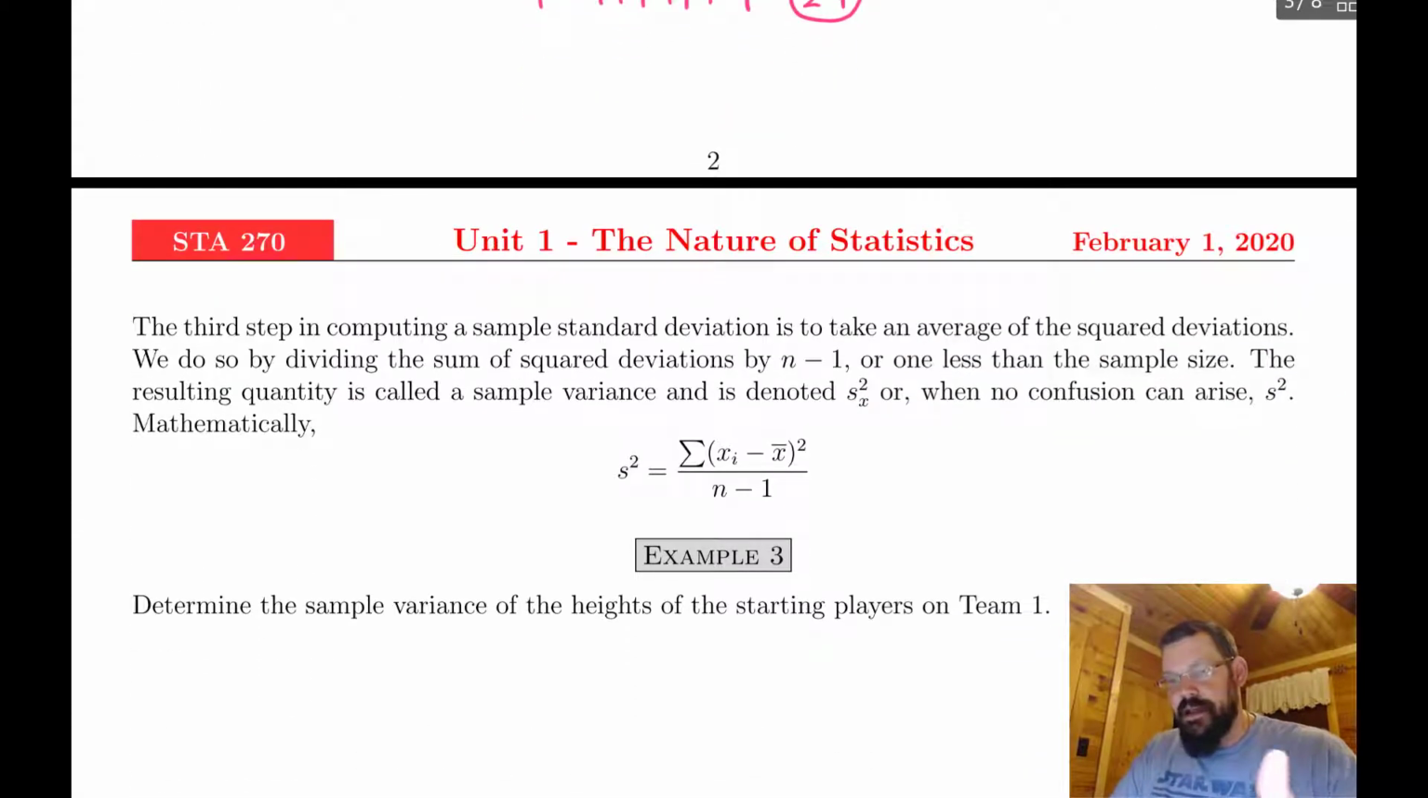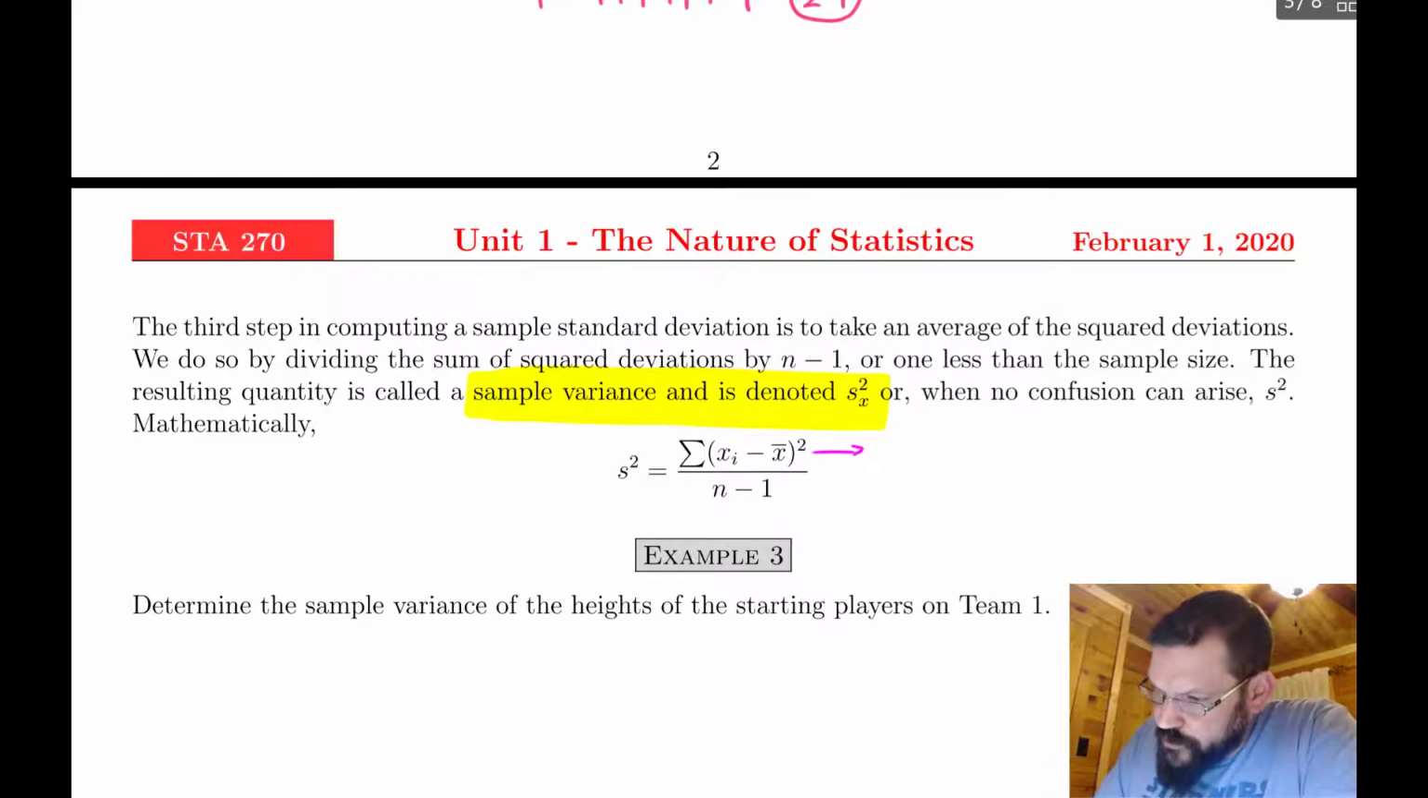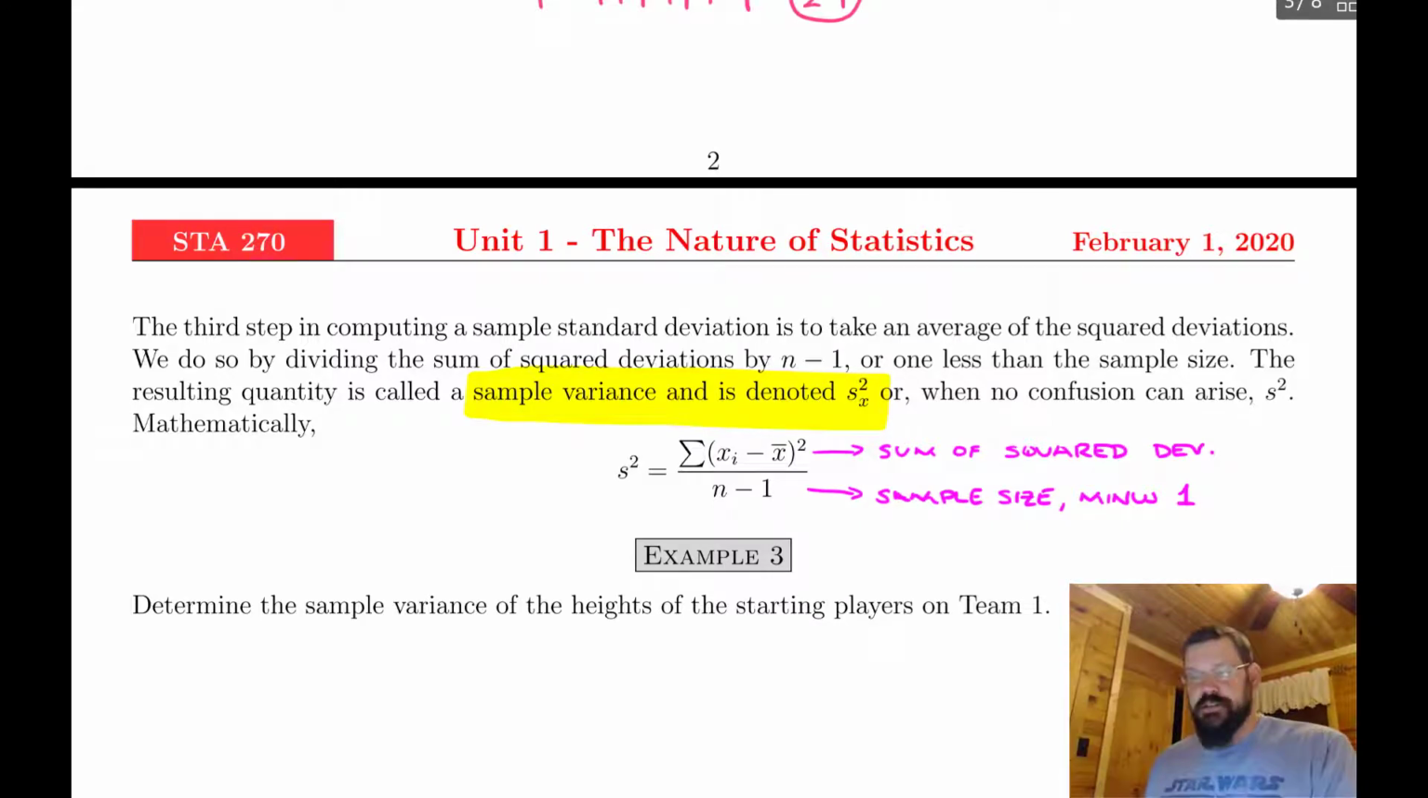This leads us into our next part of the sample standard deviation, where we compute the sample variance, which is denoted by s squared. And if you look at the notation here, the numerator is the sum of the squared deviations, which we just found to be 24. And the denominator is just our sample size minus 1. Okay, so that gives us our sample variance.